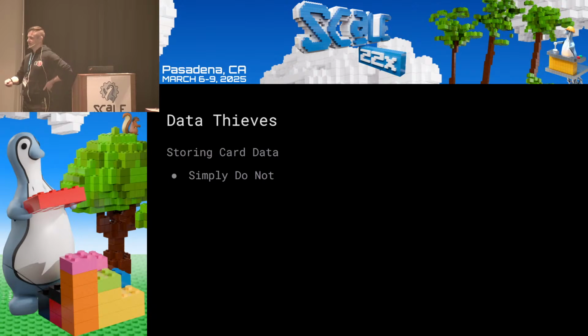Storing card data, you just don't have a good reason to do this in this day and age. If you need to store payment methods, just use a vault. There's a bunch of them. I can't think of any reason why, in the year 2025. So just don't store it. Don't log it. Don't store it. Store references to things in a vault.